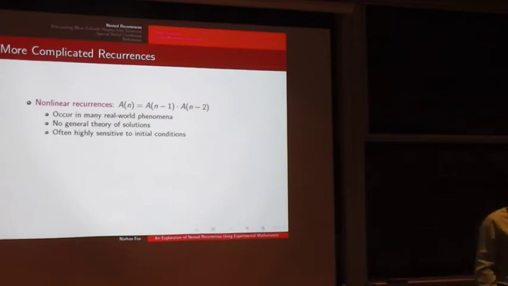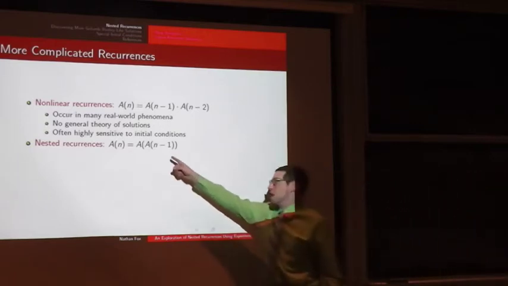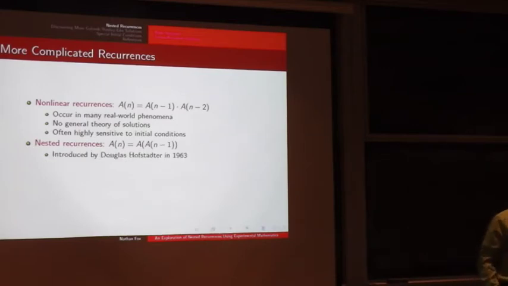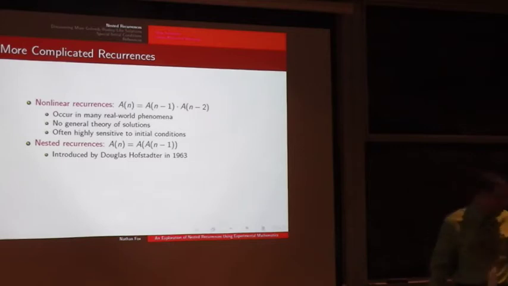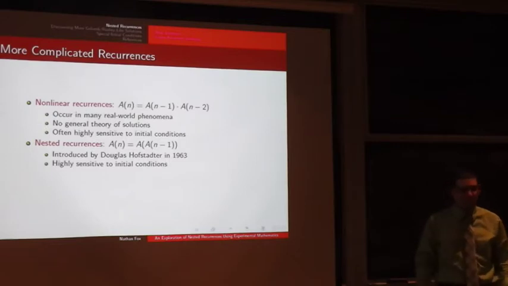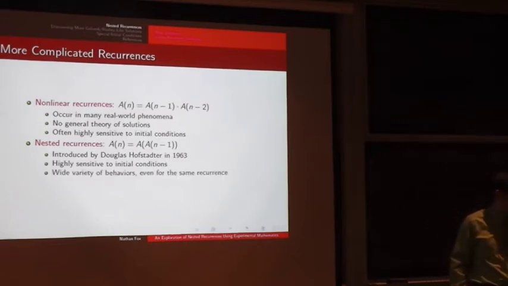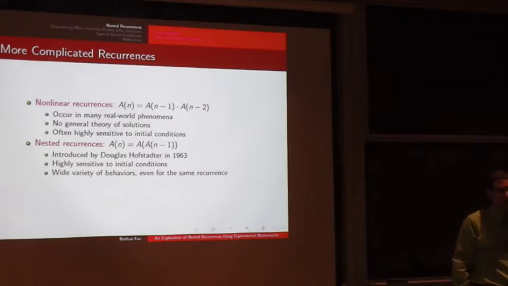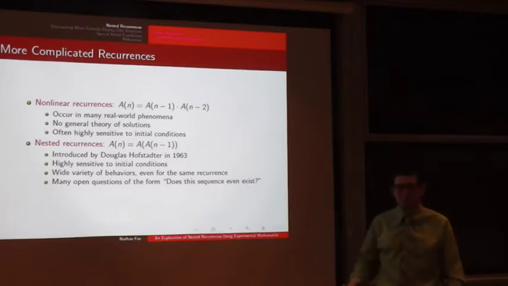We're going to focus on a specific class of nonlinear recurrence, nested recurrences. This is a nested recurrence because there's an A inside of an A. Douglas Hofstadter is one of the early people to look at these. The theme is going to be that these are extremely sensitive to initial conditions, and there's going to be a wide variety of behaviors for solutions to nested recurrences, even to just one recurrence. Just changing the initial conditions will cause all sorts of craziness to happen. And these are so poorly understood that there are many open questions of the form: does this sequence actually exist?